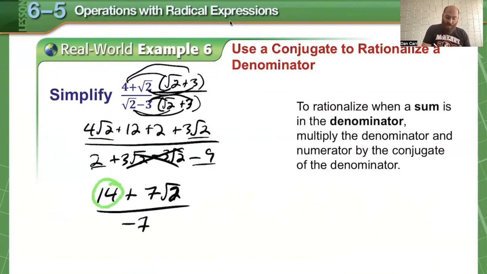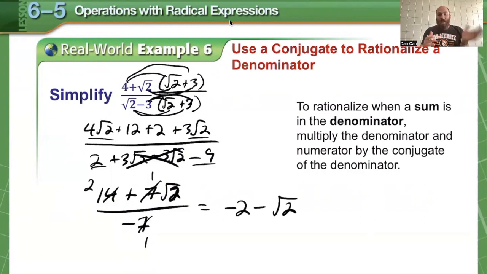Double check these. 14, 7, and 7 are all divisible by 7, so I'm going to go ahead and do that. If I divide everything by 7, and technically negative 7, I can do this here. This will turn into 14 divided by negative 7 is a negative 2, minus root 2. So divide by 7 is 1, divide by 7 is 1, divide by 7 is 2. And that becomes negative 2 minus root 2 there.